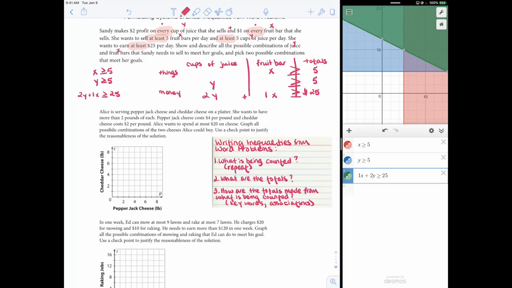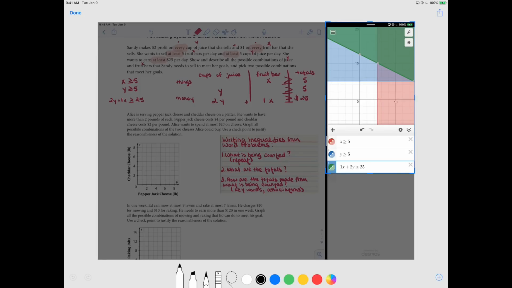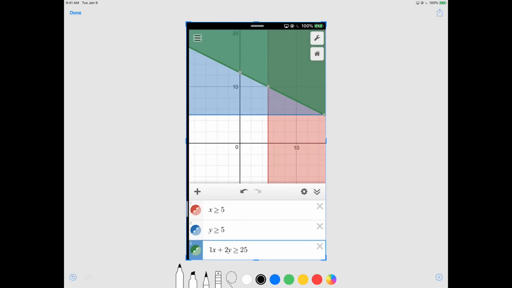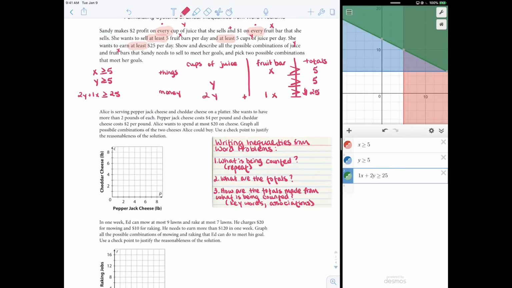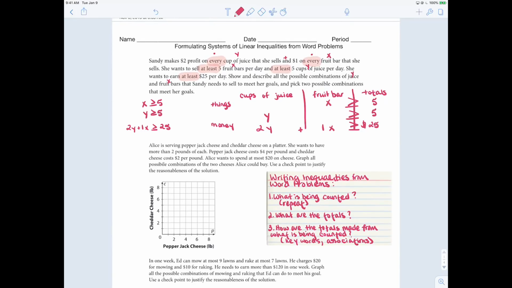We can zoom out and we see where all of the shading intersects. Take a picture, crop it, and then we can put it in these notes here.